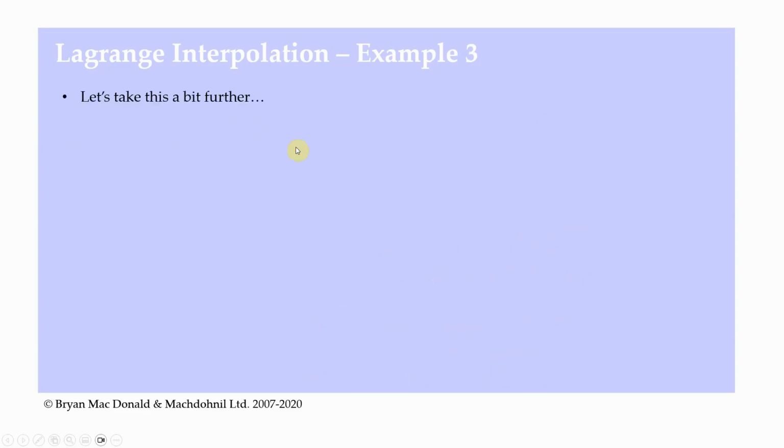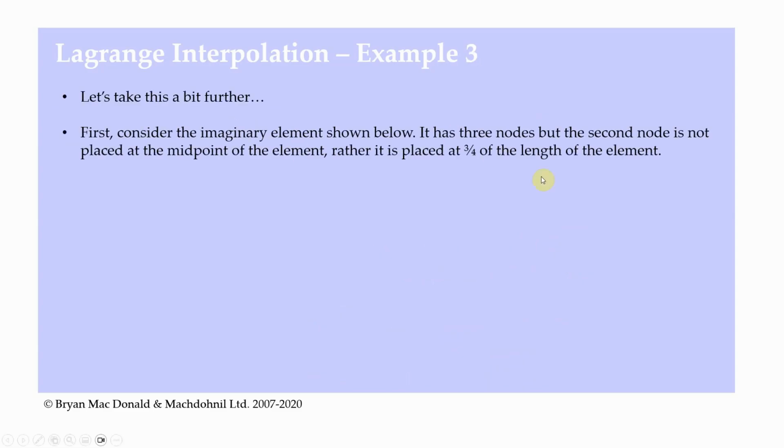Let's take this a little bit further. First we're going to consider an imaginary element, and in this case it's 3 nodes, but the second node is not placed at the midpoint of the element, but rather it's placed at 3/4 of the length along the element. All the examples we've looked at up to now have had nodes at either end and maybe one directly in the middle. This one doesn't. It's got a node at 0, a node at L, and one at 3L over 4.